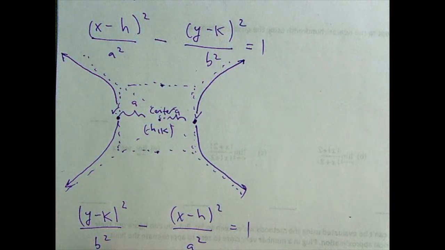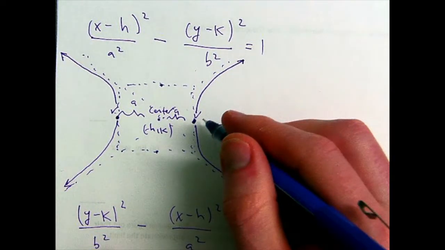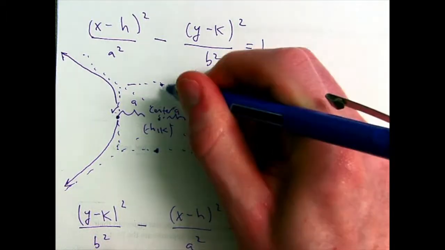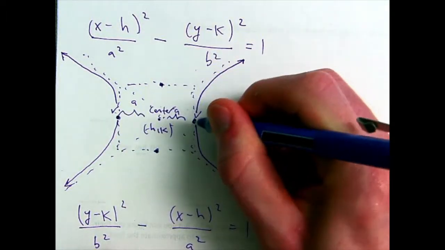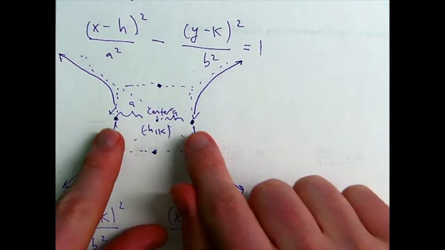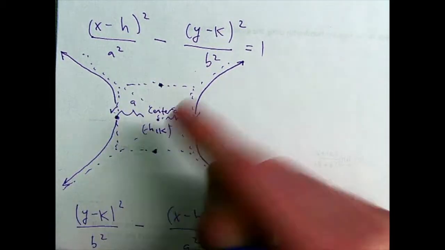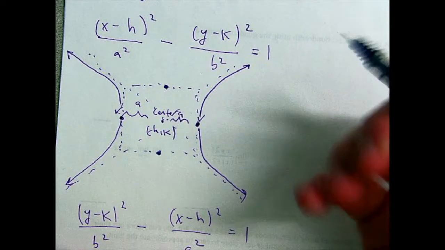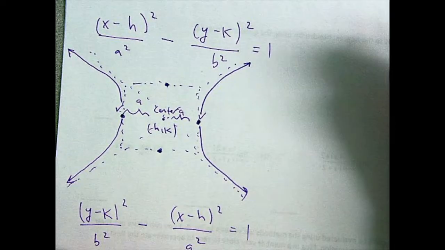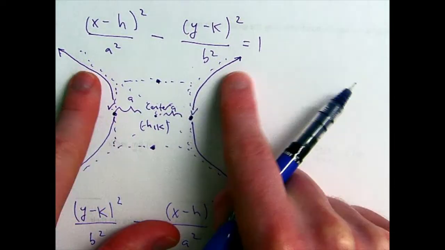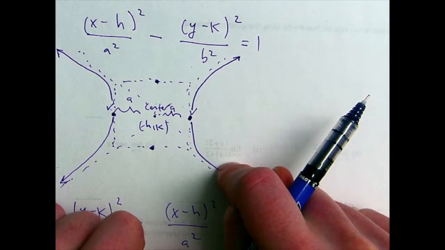A quick note: if you're really paying attention, you might have noticed that of these 4 points, 1, 2, 3, 4, I only called these 2 points vertices. Technically, these 2 points are not called vertices in the case of a hyperbola, which is a bit strange, but technically it's just the 2 points that the hyperbola actually goes through that are called vertices.